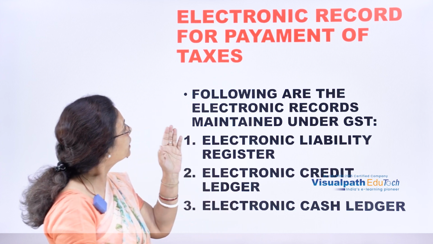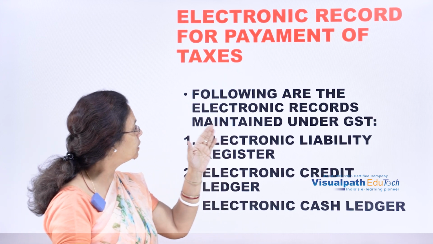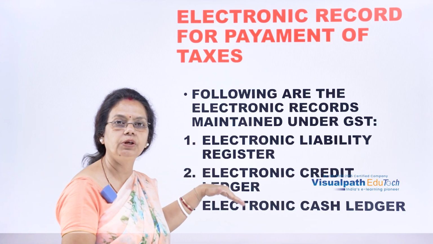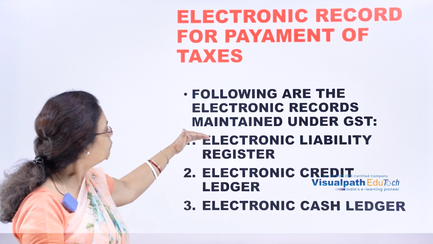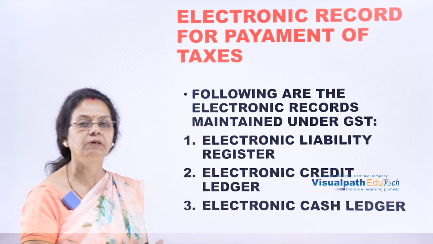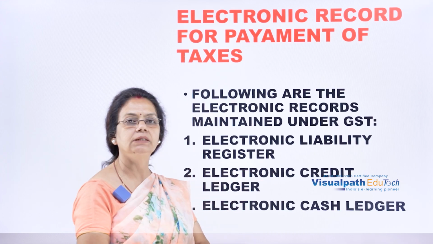Now, there are electronic records for payment of the tax. What are the electronic records for payment of the tax? It is divided into three different parts. These are the following three records maintained under the GST. What are the records maintained under the GST? Number one, electronic liability register.